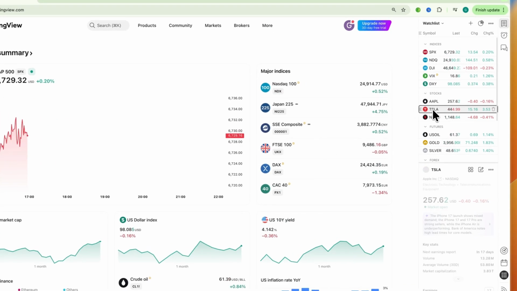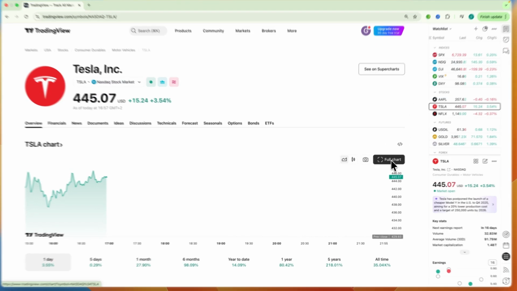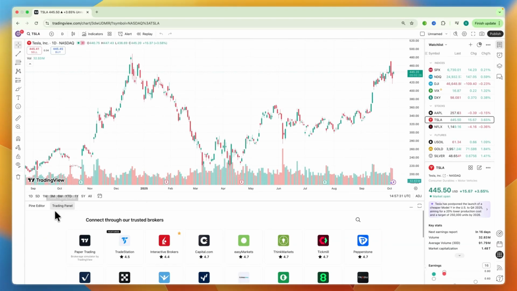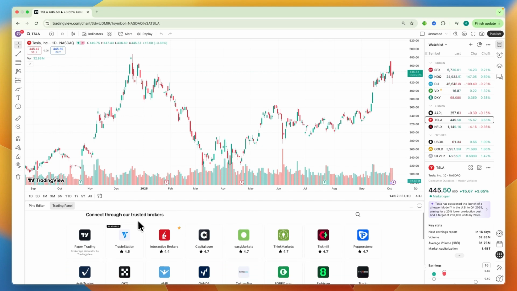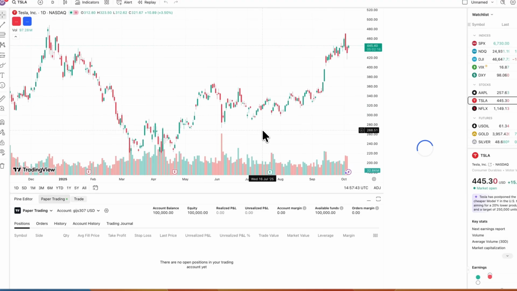Now in the right, just go to a stock or a future or index that you want to paper trade. For example, I can click Tesla right here, and what you will need to do is just open up a full chart. This can be of anything. From there, under the trading panel right here, you will see connect through our trusted brokers, and in the top left you will find paper trading. So this is the brokerage simulator by TradingView. I'm going to select paper trading and then click connect.